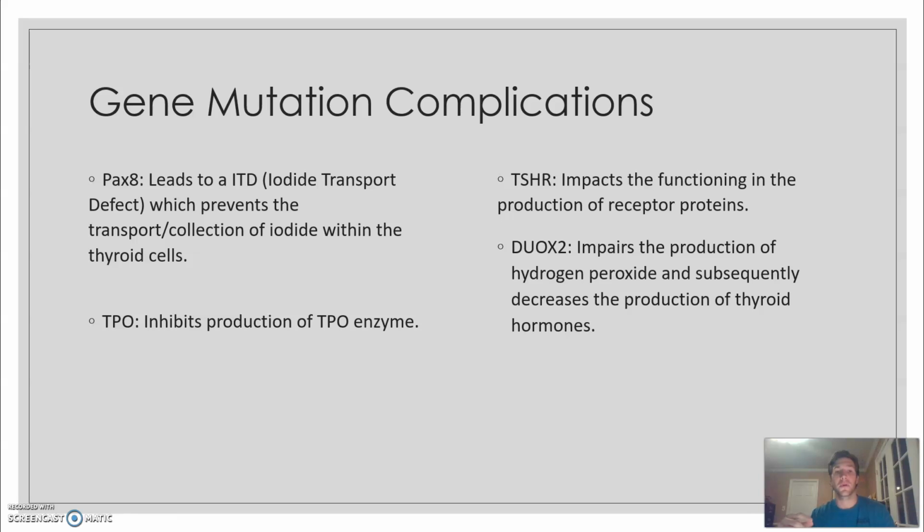TPO mutation inhibits the production of the TPO enzyme. TSHR impacts the production of receptor proteins, so the cell doesn't receive as many signals to produce or to stop the production of the T3 and T4 thyroid hormones. Lastly, DUOX2 impairs the production of hydrogen peroxide, which is a main proponent in the production of thyroid hormones.